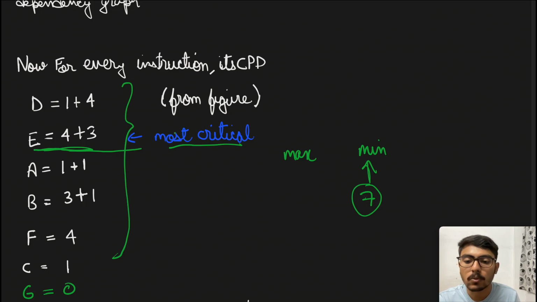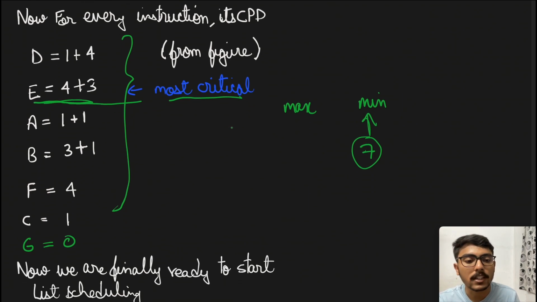So now we found how we can get a lower cap on the minimum number of cycles that we require. Obviously we will require more than this because there are more instructions, but the minimum can never be less than 7, right? Now we come to the next part.